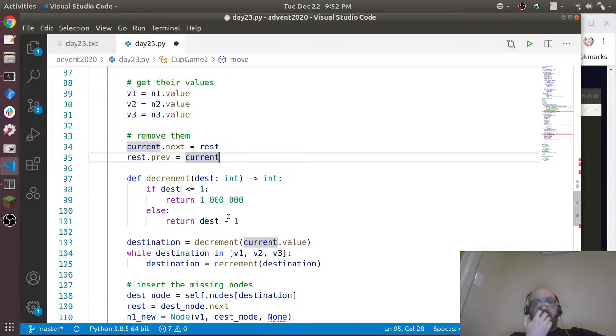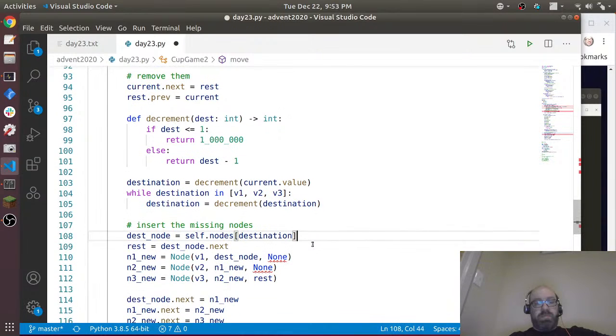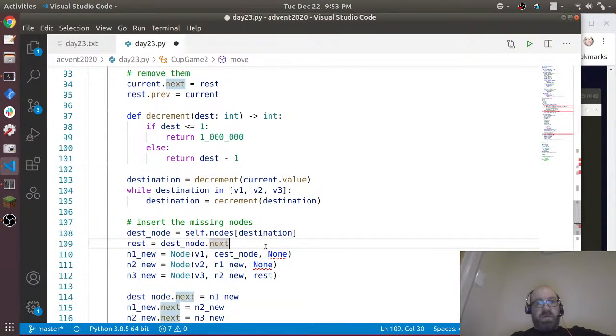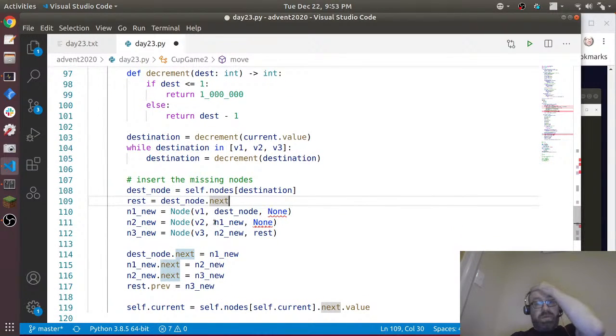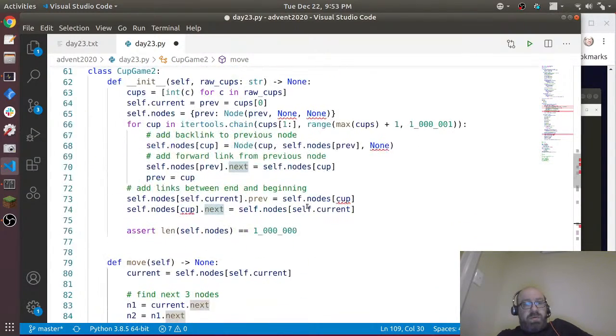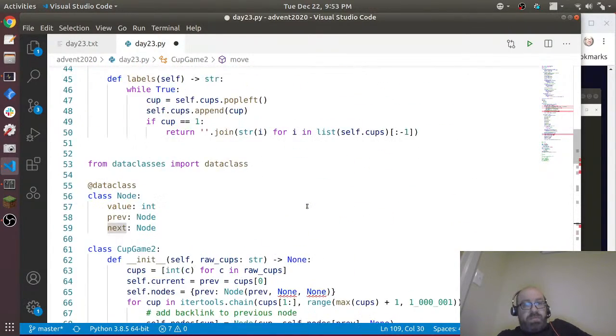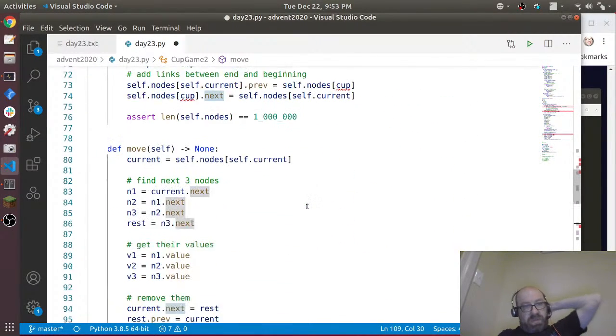So I've now detached them, and I found a new destination. Destination node. Rest equals destNode.next, and one new is a node that points backwards at. Am I getting the orders wrong? That would be embarrassing. Prev and next. Okay.